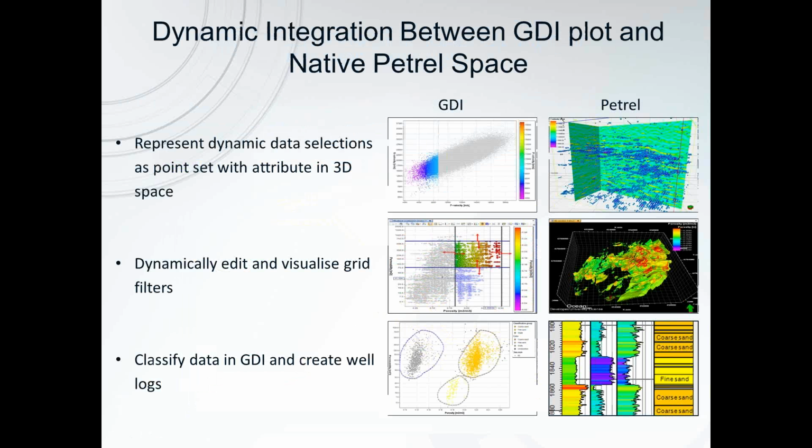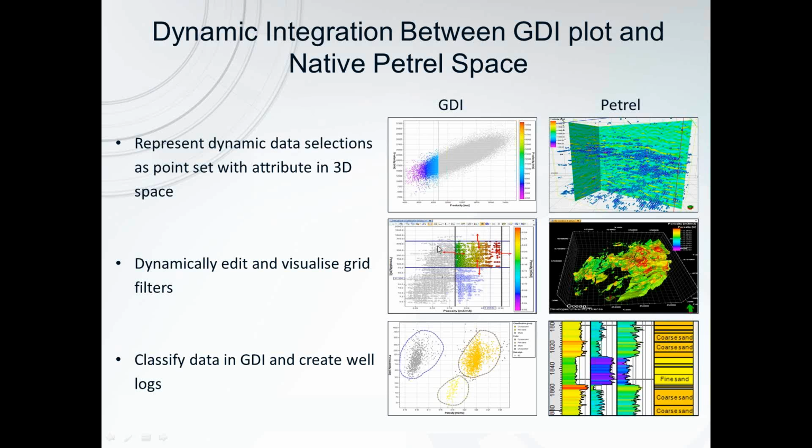As I mentioned, GDI has a lot of integration with native Petrel space. What I mean by that is you can represent your data selection from a particular GDI window in native Petrel space. So here I have a seismic crossplot. I've made a filter on some low values here. I can then represent those as a dynamic point set in Petrel. So as I move the filter, the point set updates in the 3D window.